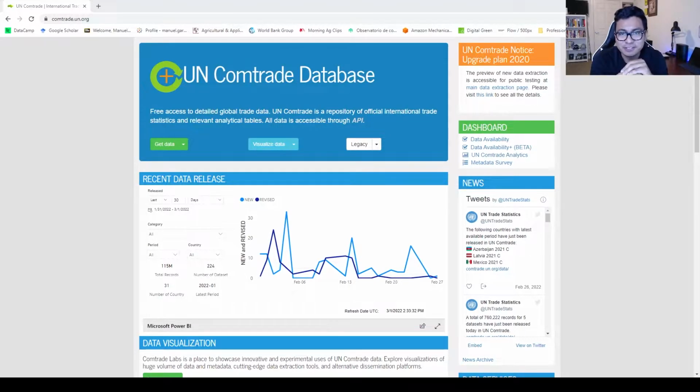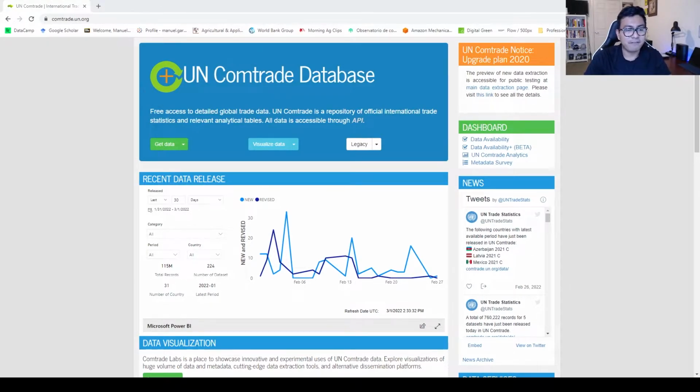I'm a PhD student in the Econ department, and basically, the purpose of the video is to show you just a quick, brief introduction of what COMTRADE is. All right, let's start. COMTRADE is an open source database for trade data. It's from the United Nations, and this is how the dashboard looks like.